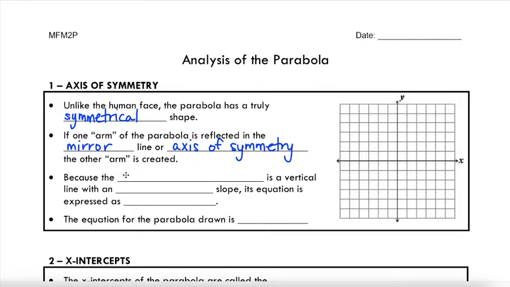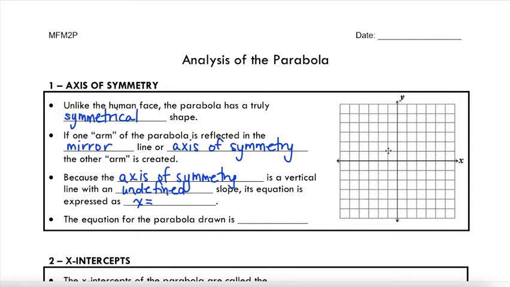And because the axis of symmetry is a vertical line, and we talked about how we can identify the equation of vertical lines when we looked at linear relations, it has a slope that is undefined. And this equation is written as x equals something, where that something is whatever number it passes through on the x-axis.